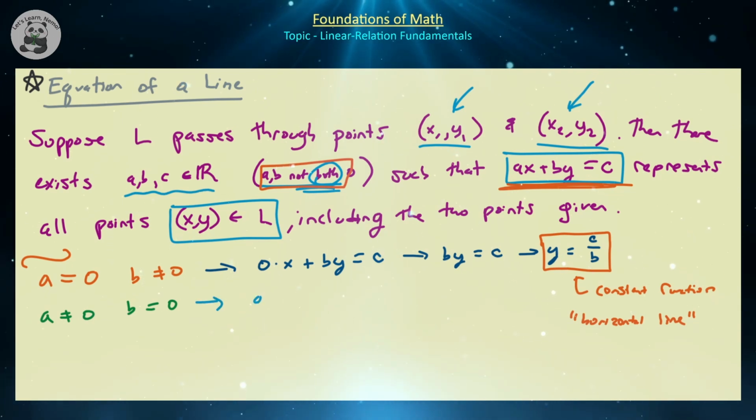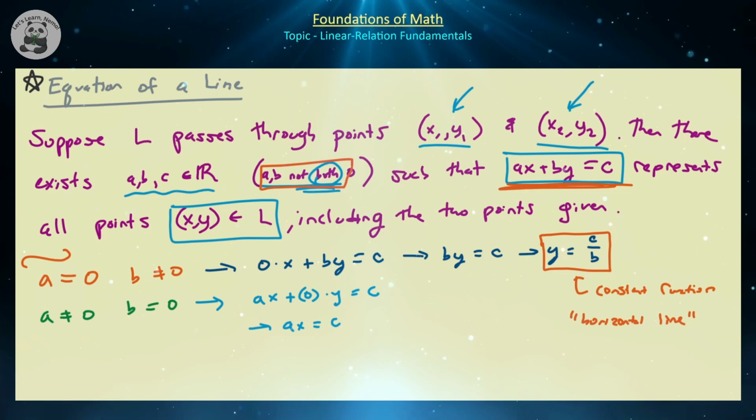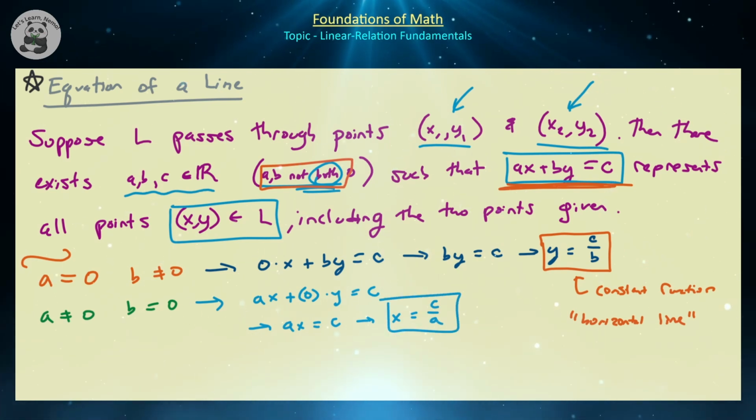Well, that's going to give us ax plus 0 times y is equal to c. And that gives us what? ax is equal to c. And since a is not equal to 0, we can divide both sides by it. So we're going to have x is equal to c over a, which is also a constant function, but it's a constant function with respect to the other variable.